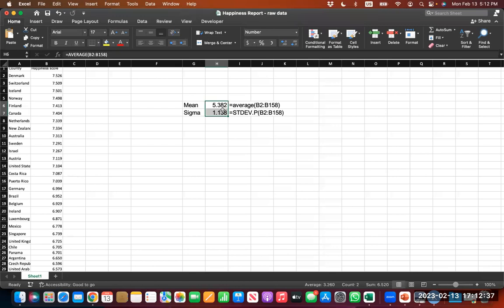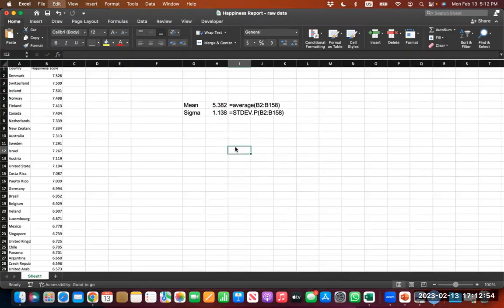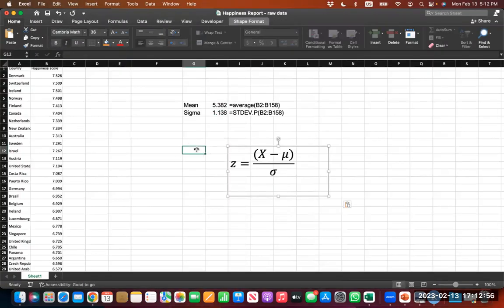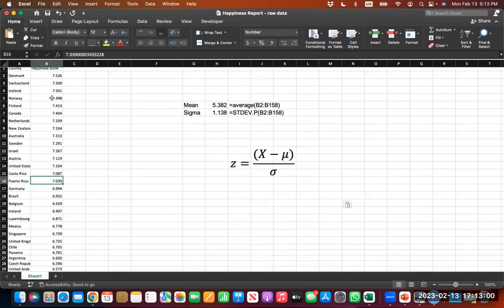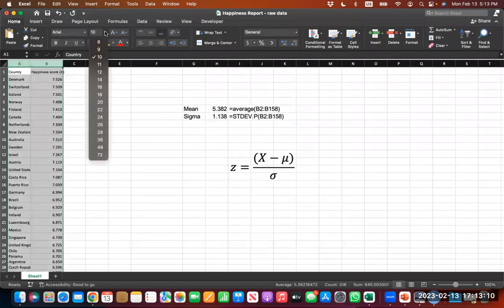These two essentially allow you now to standardize your normal distribution curve. So if we take this formula here, we have a z-score, and this z-score is calculated as x minus mu divided by sigma, and the x is this. This is our actual x. I'm trying to make this a little bigger. Sorry, it's so small.